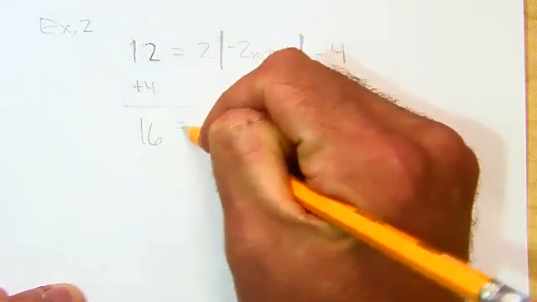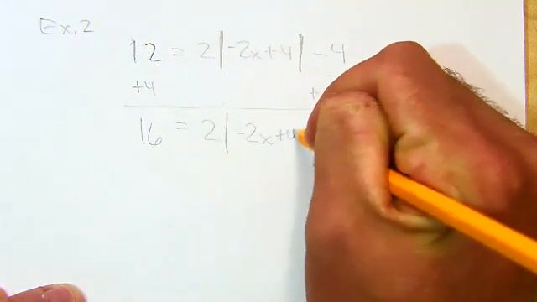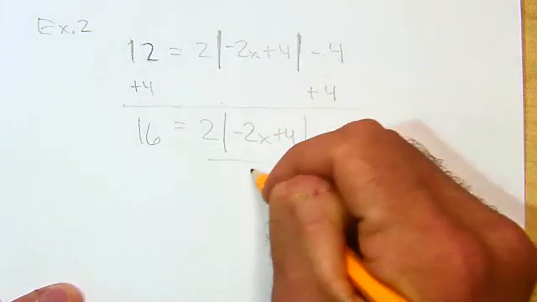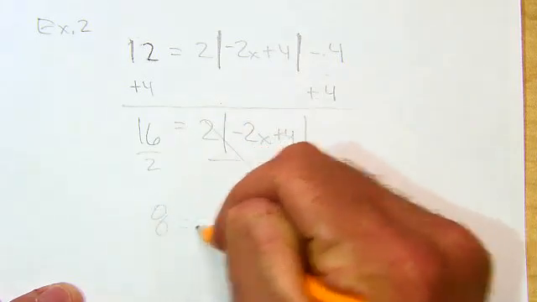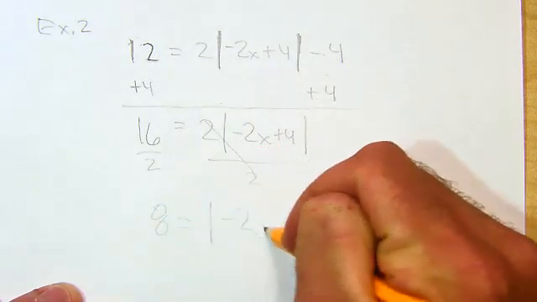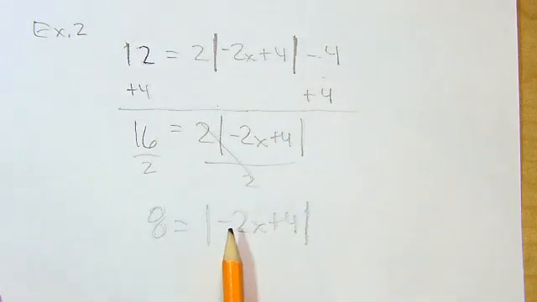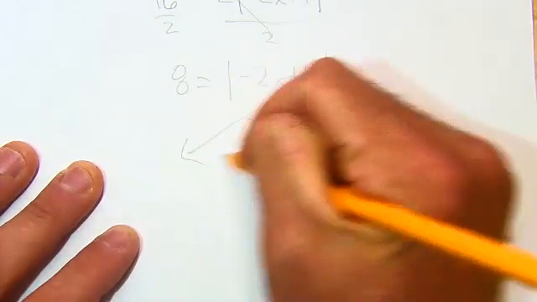16. There. Get rid of this 2. 8 equals the absolute value of -2x plus 4. I've isolated the absolute value. I've got it to just be an absolute value. You can't just go and solve this. You got to break it into 2 and then solve each.